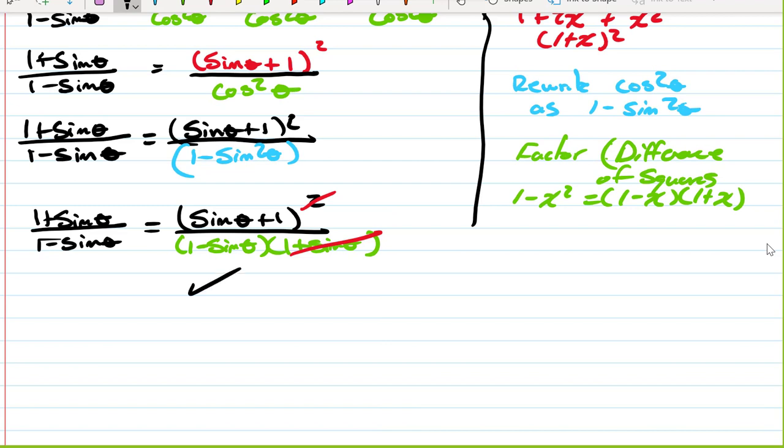Because now we have 1 plus sine theta over 1 minus sine theta, and here we have 1 plus sine theta over 1 minus sine theta.